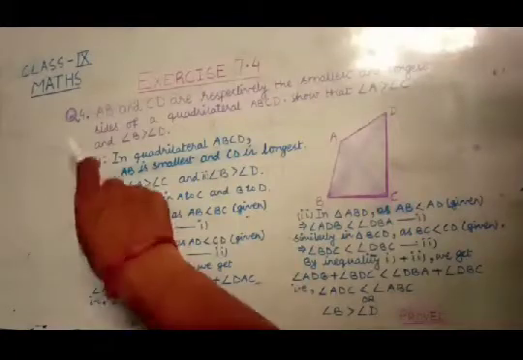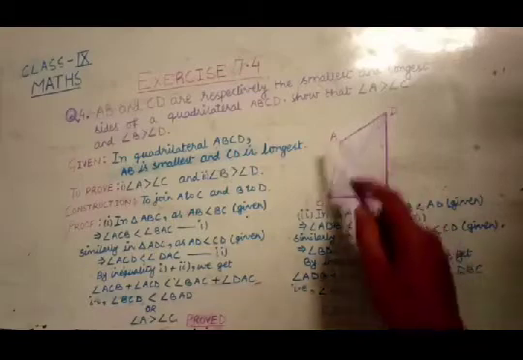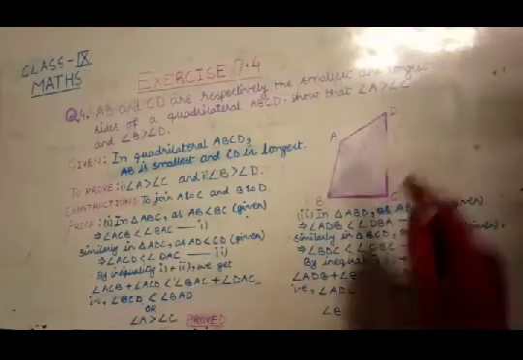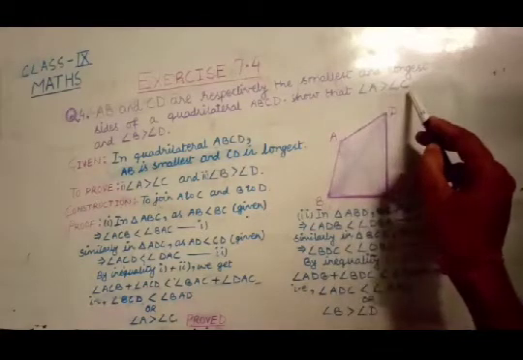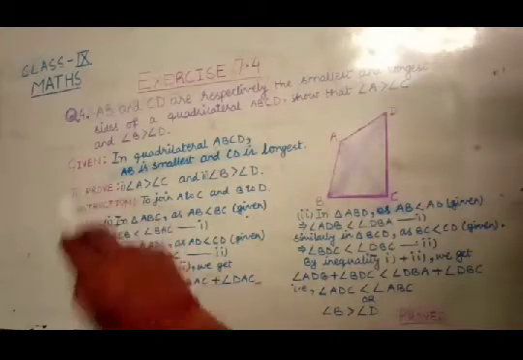Let's move on to question number 4 from exercise 7.4. In that problem, we are given a quadrilateral ABCD in which AB is the smallest side and CD is the longest side. For this, we have to show angle A is greater than angle C and angle B is greater than angle D. So let's check the conditions we are given.